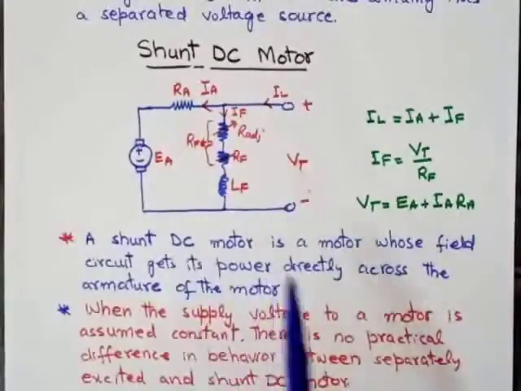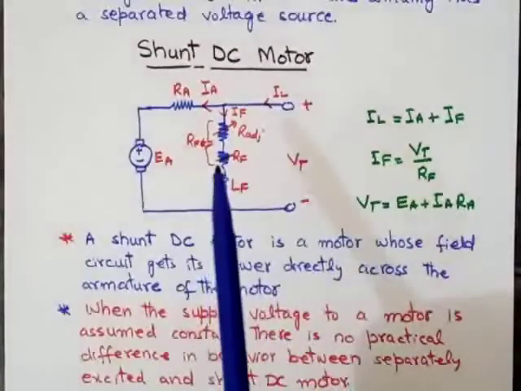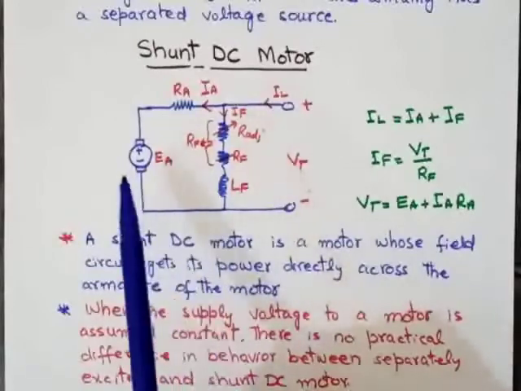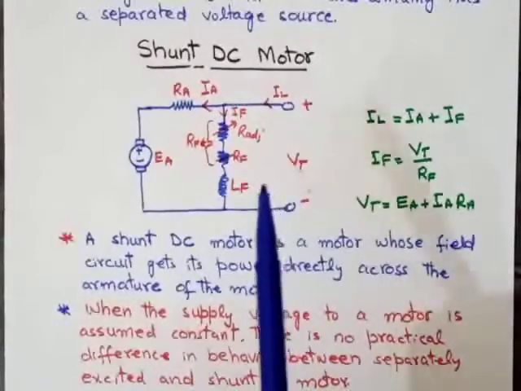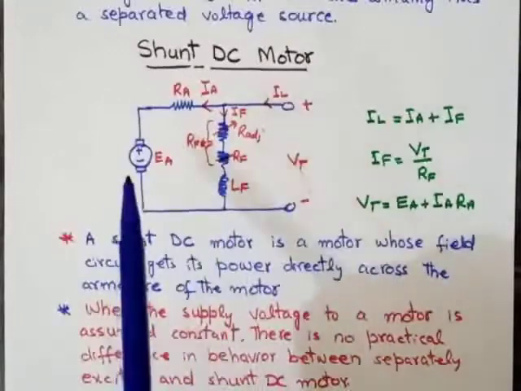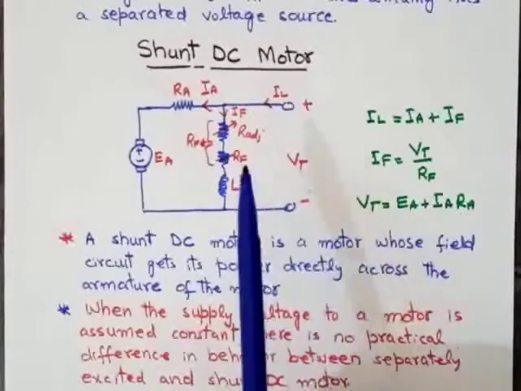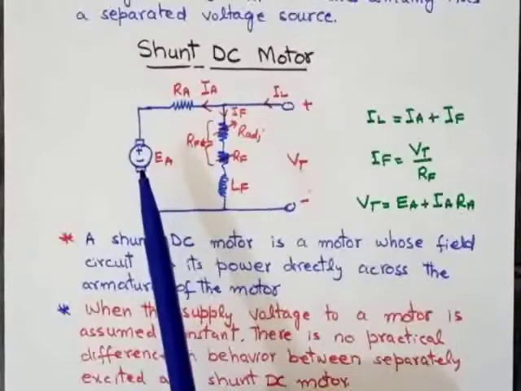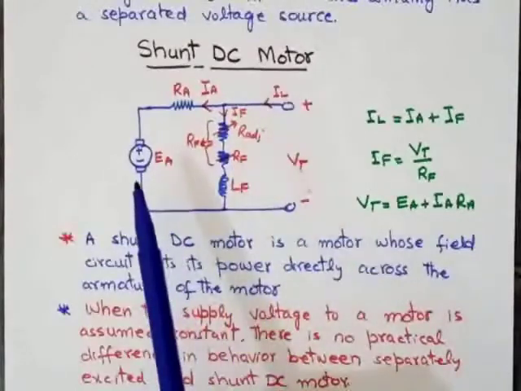A shunt DC motor is a motor whose field circuit gets its power supply directly across the armature of the motor. That is, in case of a shunt DC motor, both field winding and armature winding are connected in parallel, and here there is only one voltage source. As we know, in a parallel circuit, the voltage remains the same. That is, if the terminal voltage is equal to 100 volts, then the voltage across the field winding will be 100 volts as well, and the voltage across the armature winding will be 100 volts as well.